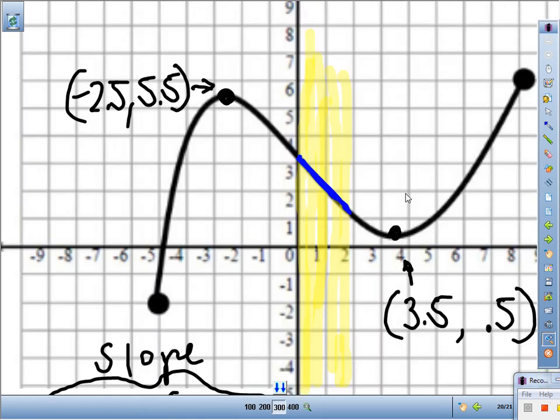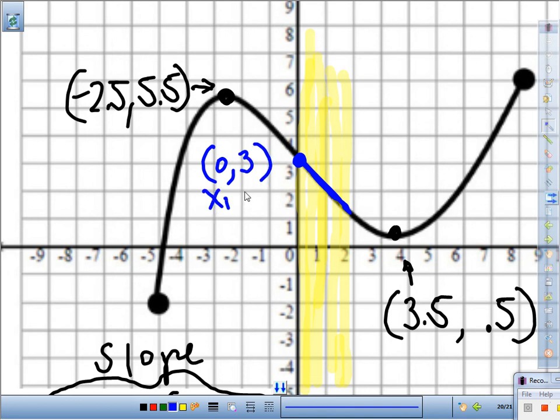Hold on. Check this out. To compute the rate of change, this is 0. Is there a point here? Yes. That point is 0, 3. That's x sub 1, y sub 1. Is there a point here at 2? Yes. What is that coordinate? 2, 1, and that's my x sub 2, y sub 2. Do you know what to do with that without the graph? Yes, and that's how you compute the rate of change.